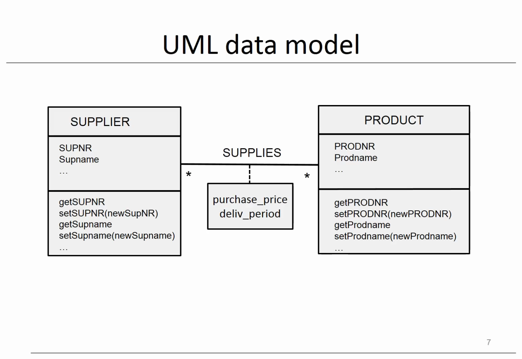Here you can see an example of a bidirectional association between the classes supplier and product. According to this UML model, we can navigate both from supplier to product as well as from product to supplier. Note that, similar to the ER model, the association is also characterized by the variables purchase price and delivery period.